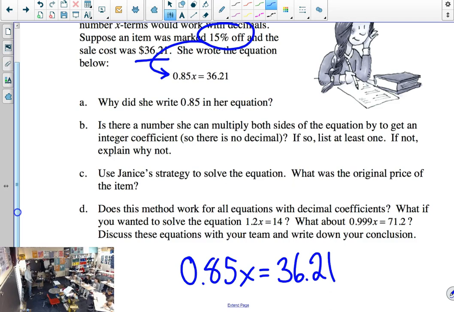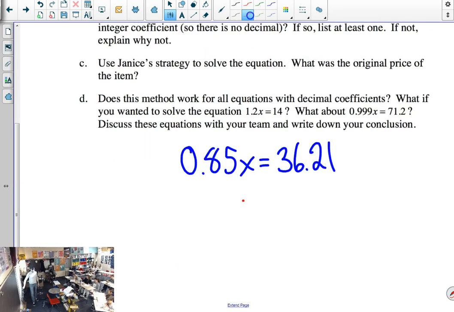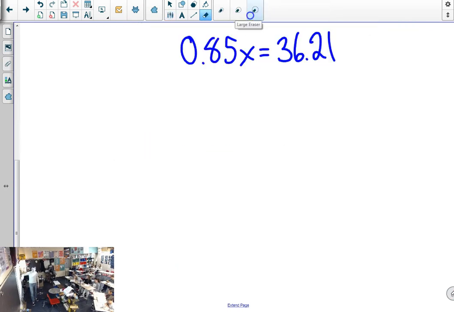But what percent was the whole price? 100%, but how many X is that then? Just 1, right? We want 1X. How can I, so please write this in your notes, how can I get that to turn into just 1X? How's the 0.85 attached to the X? Multiplication. How do we undo multiplication? Anybody? Yeah, division. So what do we divide by here? You divide by itself. You want to get rid of this number, you divide by that number.